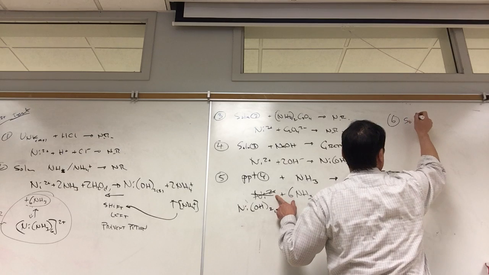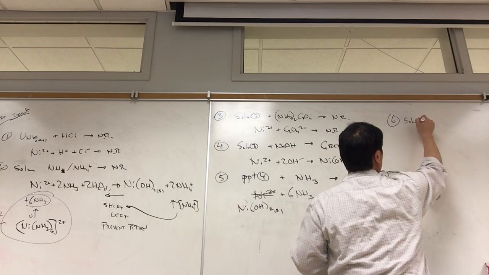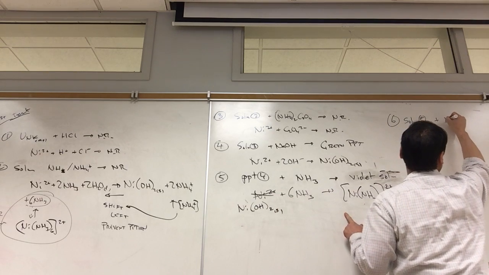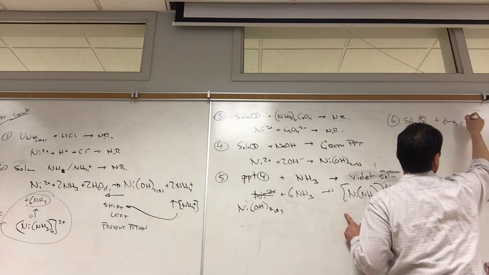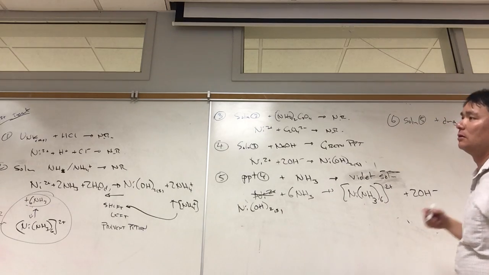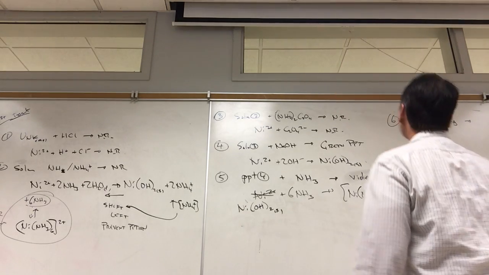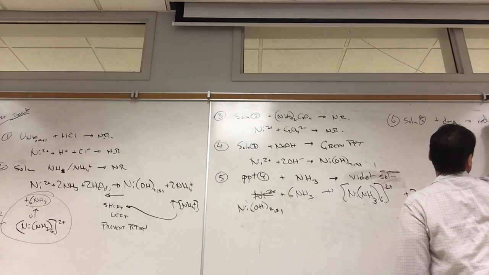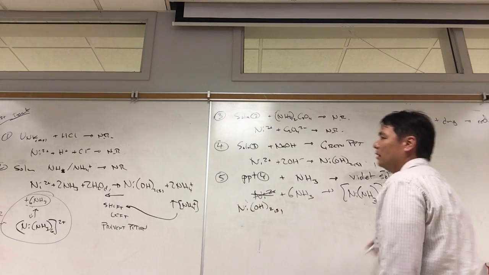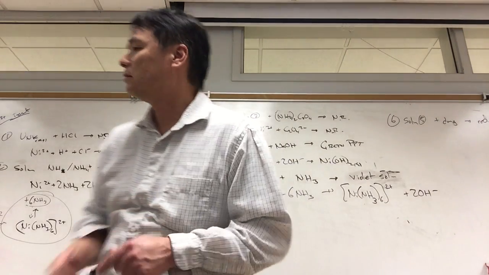And so we'll take the solution from 5 plus DMG. And what color precipitate are we going to get? Strawberry red precipitate. Okay, and what's the reaction here?